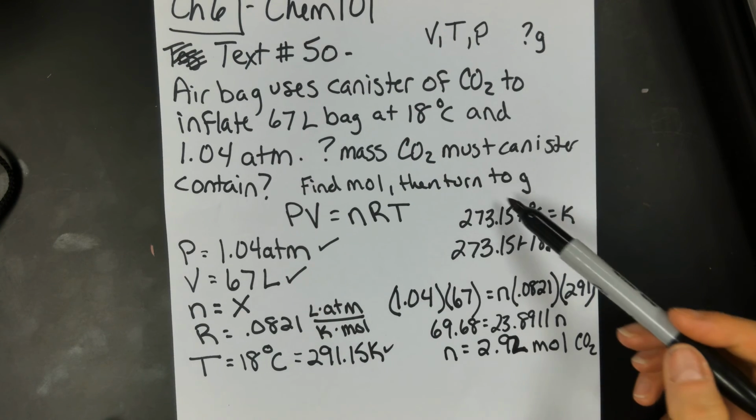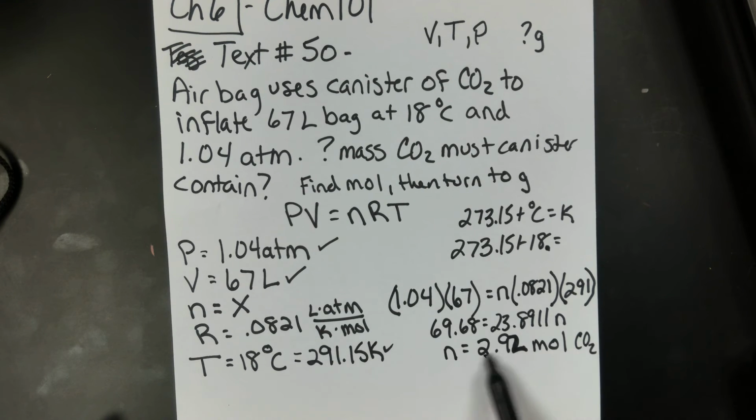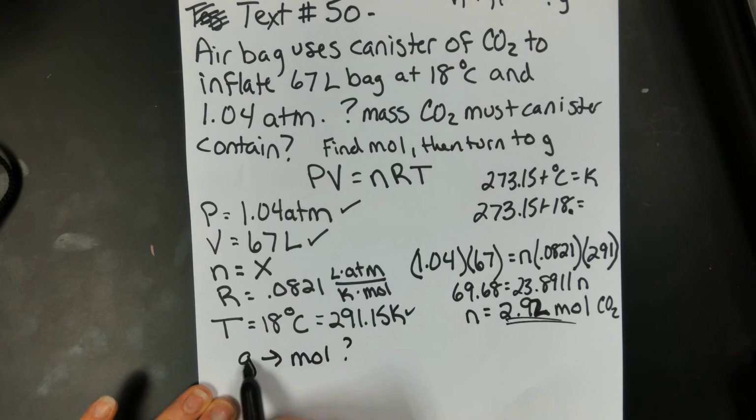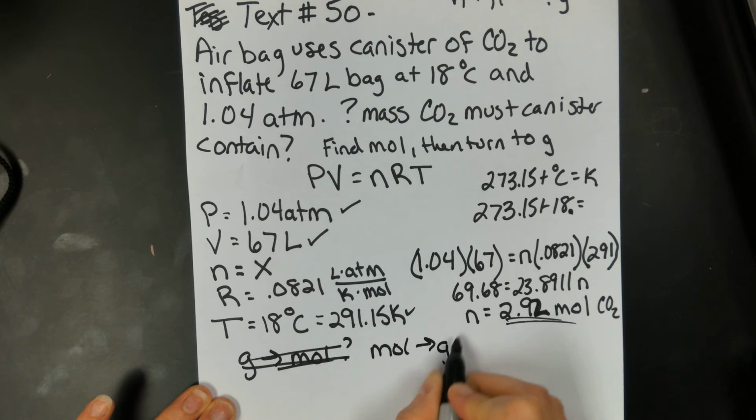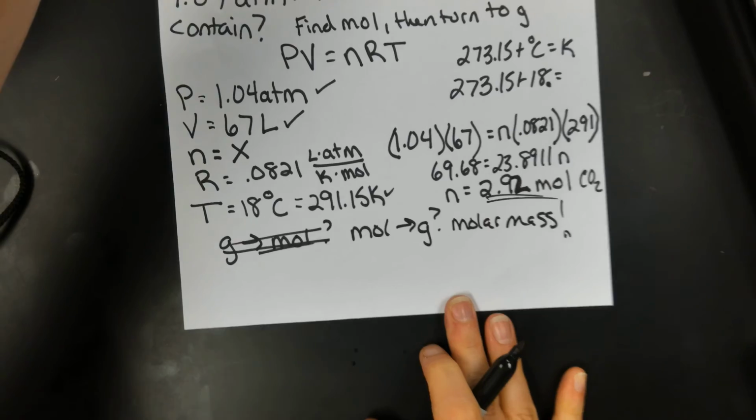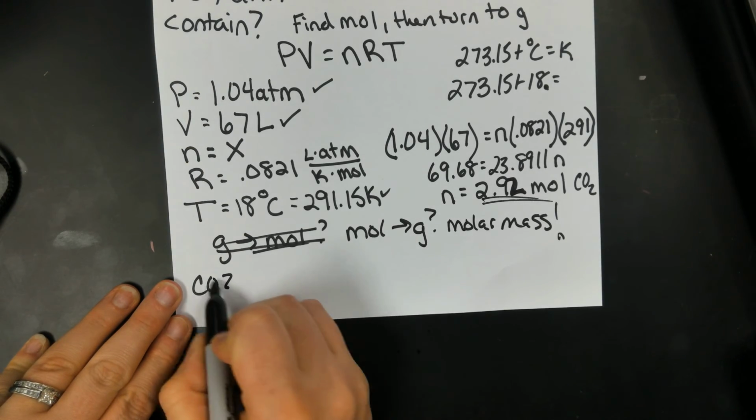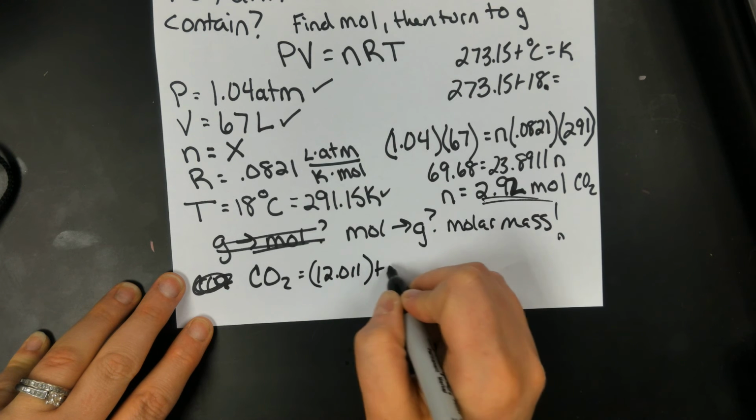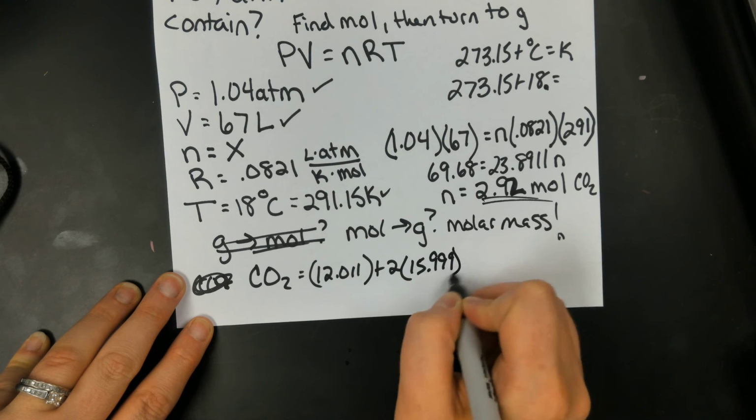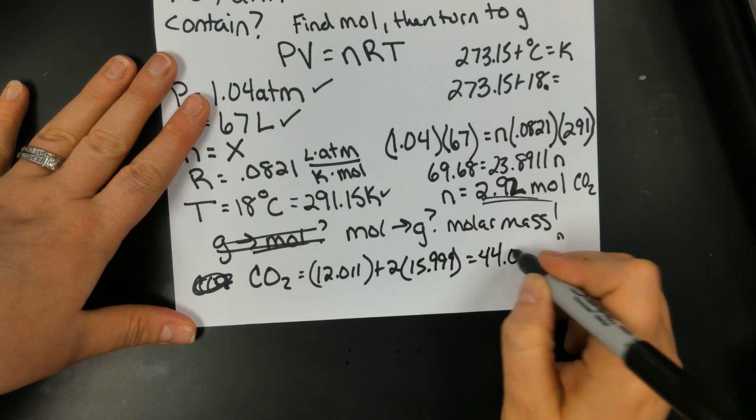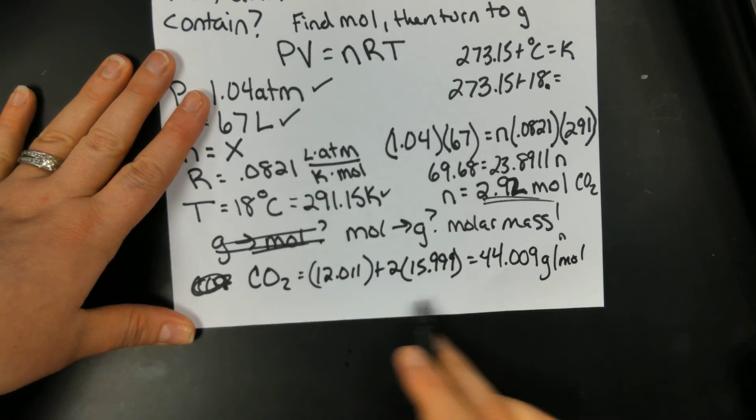So the question's asking for mass of CO2. We did the hardest part. We found moles of CO2. So we found this part. So how do I turn grams to moles? Or, I'm sorry, backwards. How do I turn moles to grams? You use the molar mass, right? So what is the molar mass of CO2? CO2 is going to be, I'm full of mistakes today, aren't I? It's going to be 12.011 plus 2 times 15.999. So 44.009 grams per mole, and we'll do the final work down here at the very bottom.